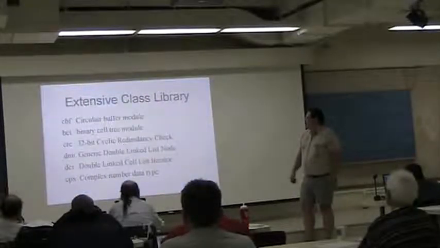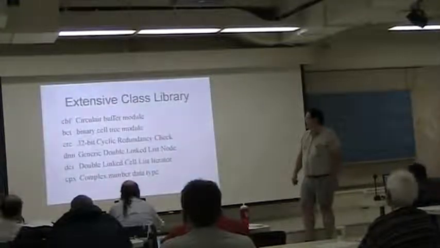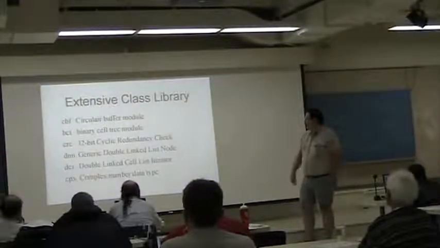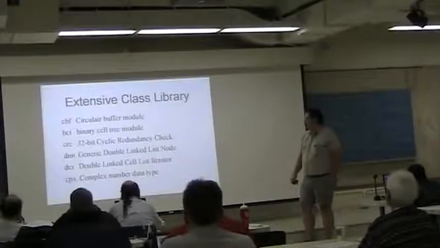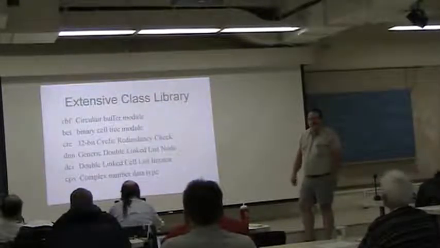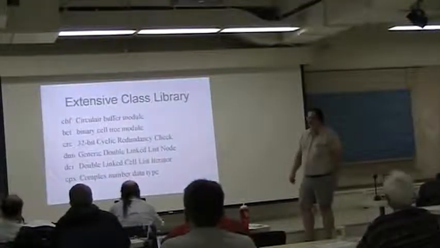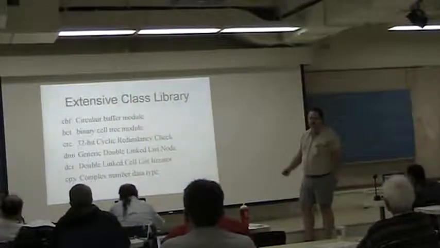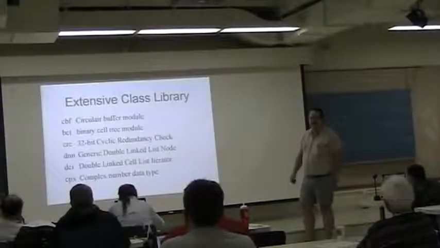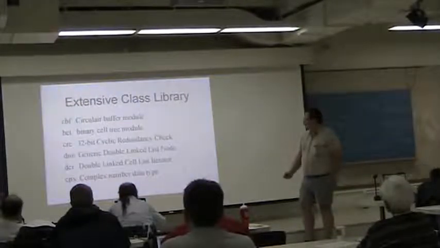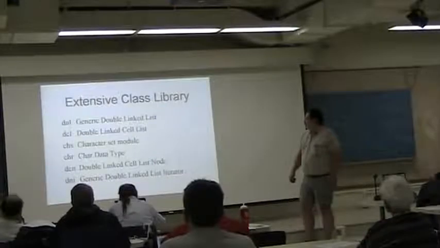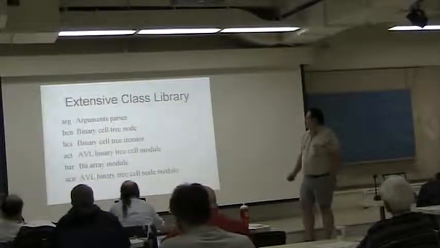Circular buffers we have here. If you want to do CRC calculations, we've got that. There's even, again, now you can do doubly linked lists. And for those of you with an engineering background, you can do complex data, which means you could probably do an FFT in Forth. And there's more of the same.